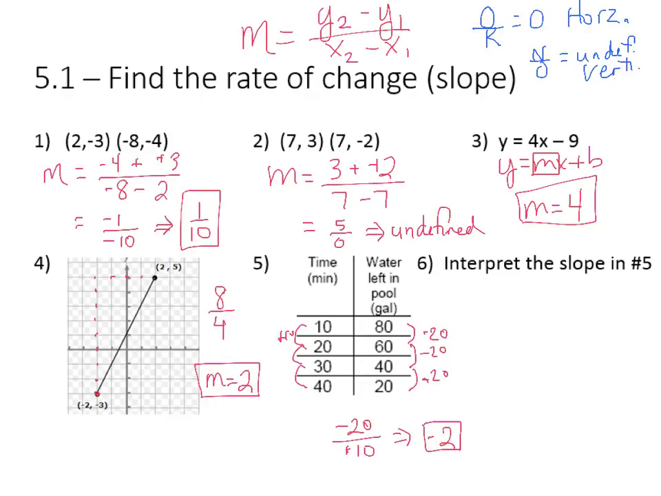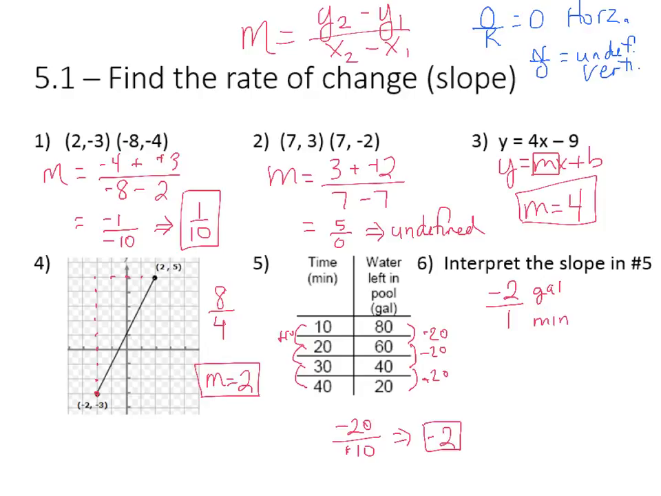Okay, the last thing that we did with slope was to interpret the slope. What does it mean to have a negative 2 slope? Well, the denominator is the change in x, so that's minutes.